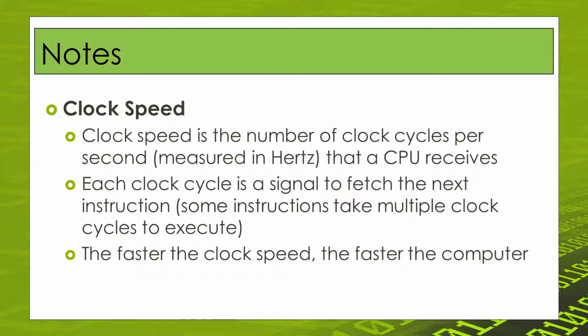Here's some notes I'd like you to make on clock speed. Clock speed is the number of clock cycles per second measured in hertz or kilohertz or megahertz or gigahertz that a CPU receives. Each clock cycle is a signal to fetch the next instruction. However, some instructions take multiple clock cycles to execute, so a 4 gigahertz processor doesn't necessarily fetch and execute 4 billion instructions every second. The faster the clock speed, however, the faster the computer.